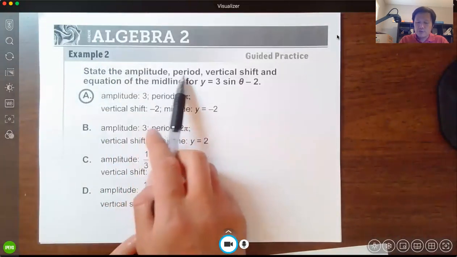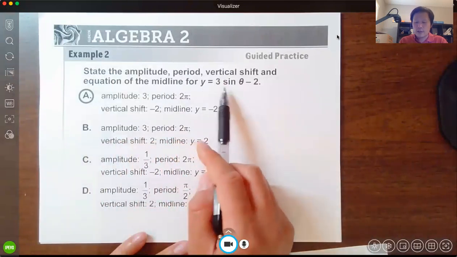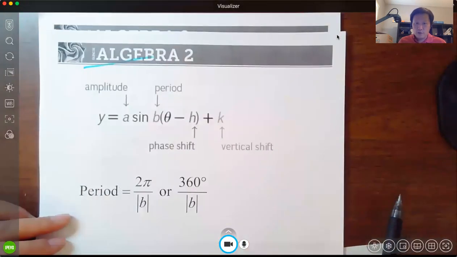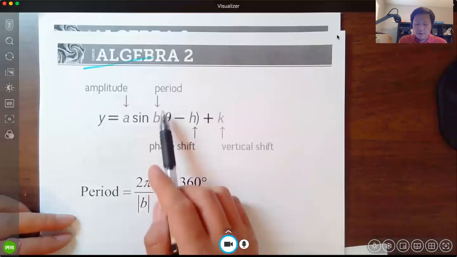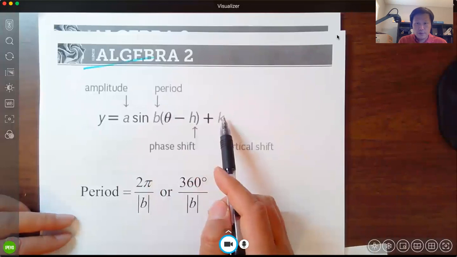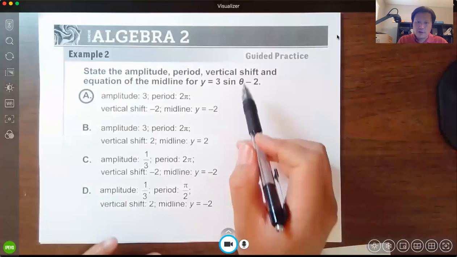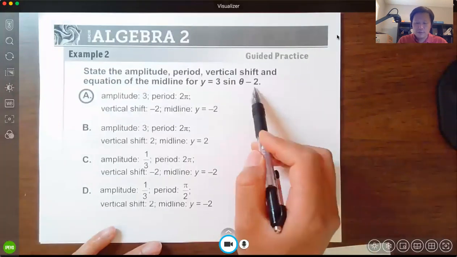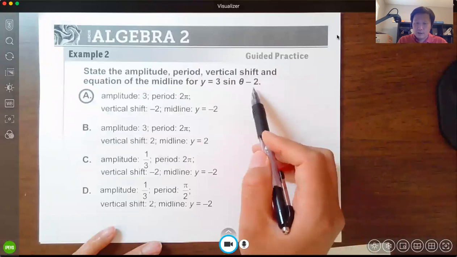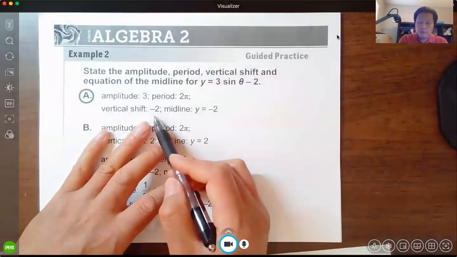State the amplitude, period, the vertical shift, and the equation of the midline for y equals 3 sine theta minus 2. Okay, referring to this formula, inside the parentheses is the phase shift. Outside the parentheses, you don't see parentheses, so that is the vertical shift. There's no parenthesis here, so what does that mean? Vertical shift. The vertical shift for this equation is minus 2, which means you go down by 2.